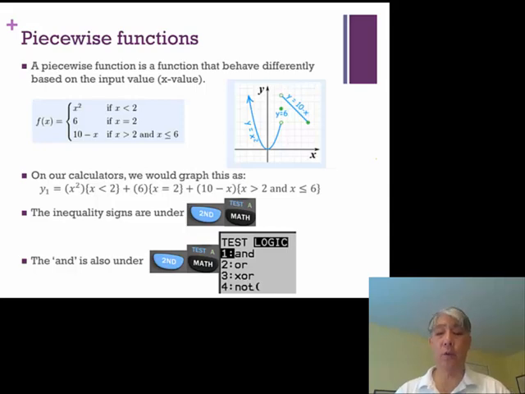This is the continuation of Chapter 1.1 through 1.3 for Precalc. Today we're going to be talking about piecewise functions. A piecewise function is any function that behaves differently based on the input value.